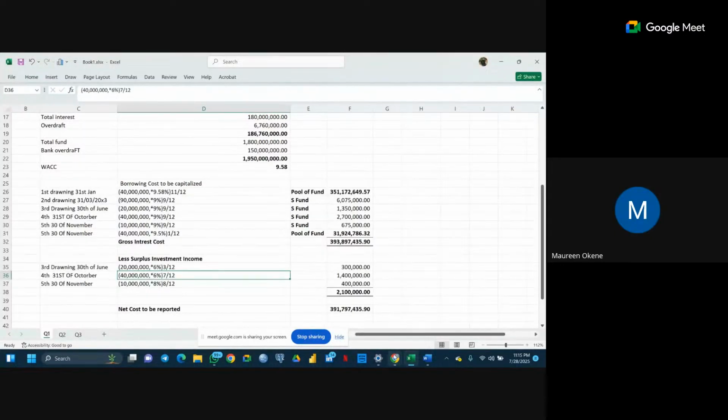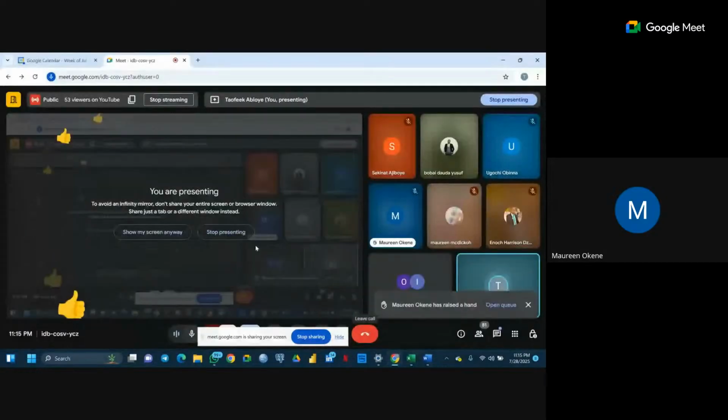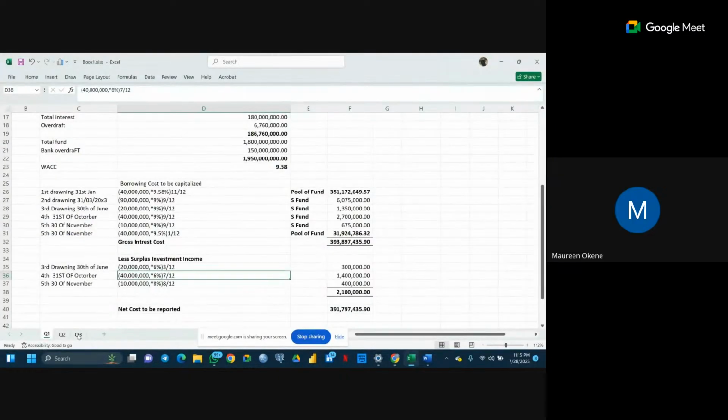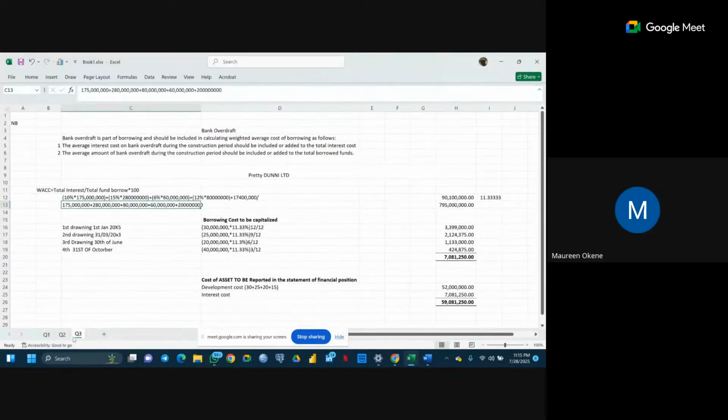Sir, I have a question. What is your question? Sorry for taking you back. The previous question that you solved, number 2, for the investment. So you did 25 plus 15. No, not this one, the next question. Development cost 30, 25, 20, 15. The addition, you put 52 million. Okay, it should be 90. Okay, thank you, sir. I just wanted to clarify.